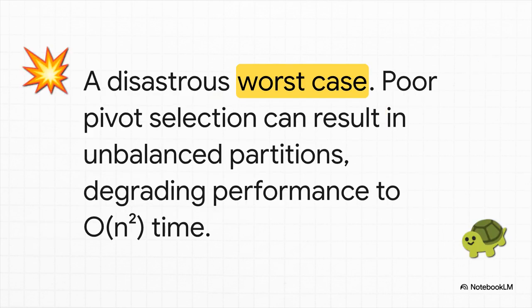But, and this is a big but, here's the high-risk part. If you get really unlucky and consistently pick bad pivots, like, say, always picking the smallest or the largest element, the partitions get completely lopsided. And when that happens, Quicksort's performance just falls off a cliff. It degrades to O of n squared time, which is catastrophically slow. So its amazing speed is not a guarantee, it's just a very, very high probability.